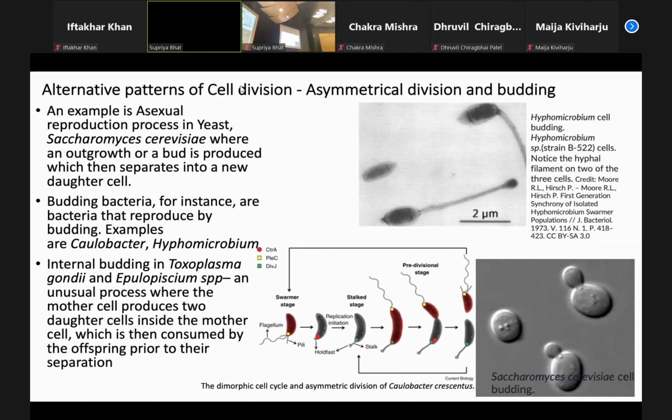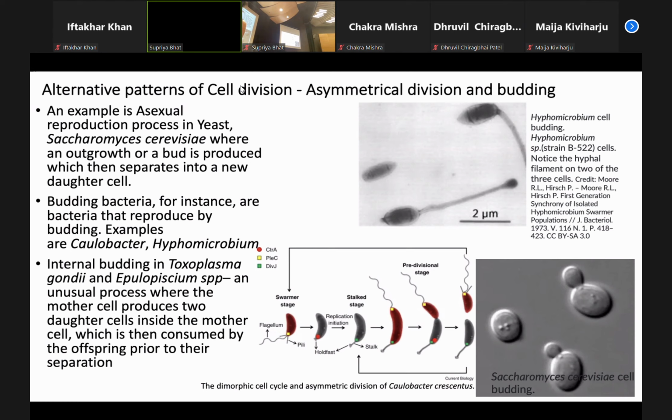And then it's not just yeast that undergoes budding. There are a few bacteria that also undergo budding. It's really interesting, actually. So I have a couple of examples here: Hyphomicrobium and Caulobacter. Those are the commonly, fairly well-studied examples. These two bacteria almost give me the impression that they're in between a bacteria and a fungus, but they are bacteria because they're prokaryotic.